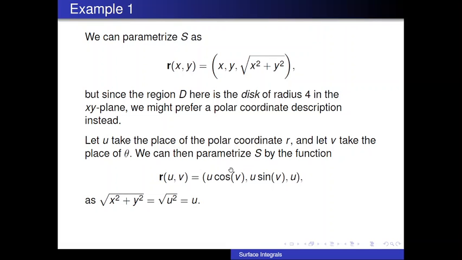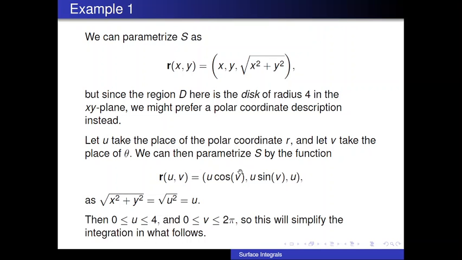And then x squared plus y squared becomes u squared, and so the square root of that becomes just u. So now we have a new parameterization, just translating the old one into polar coordinates. And I think I like this one a little bit better. There are no square roots involved anymore. And I know now the region of the uv plane that goes into this is really a rectangle where u varies from 0 to 4 and v varies from 0 to 2 pi. That's much easier to deal with.